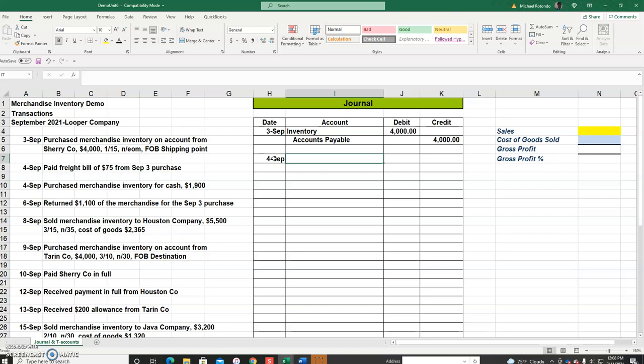It's part of the cost of getting the inventory to our store or to the places that we're going to sell it. So we also have to remember that inventory has discount in some cases, but freight is not going to be part of that discount. So what we have to do is debit inventory here, but I would suggest we put in parentheses freight, so we know not to include it as part of our discount calculation. Okay, and we're paying cash.